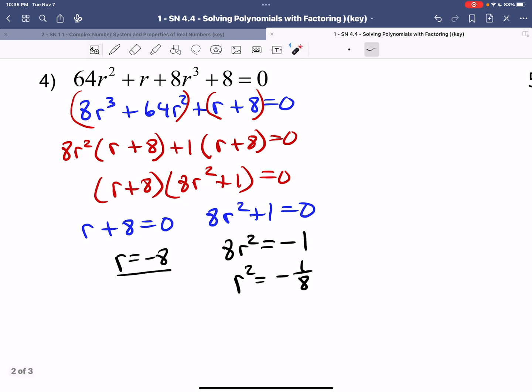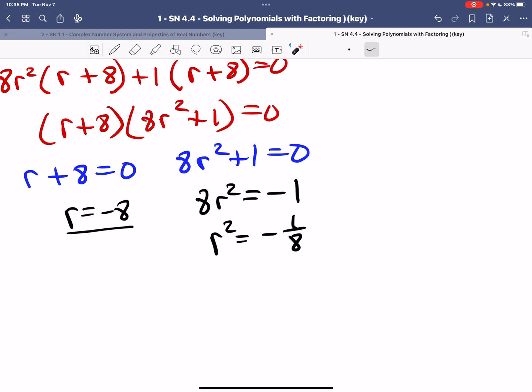To get rid of the square on that r, we're going to take the square root. So r is equal to plus or minus the square root of negative 1/8. Now, we're not allowed to have that negative sign inside that radical sign. So how do I get rid of it?